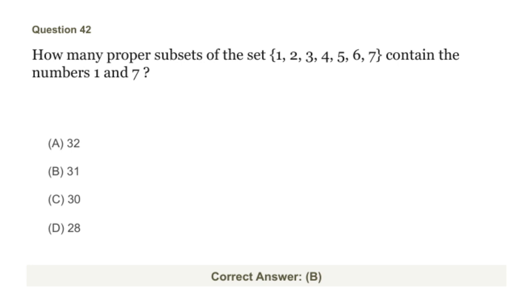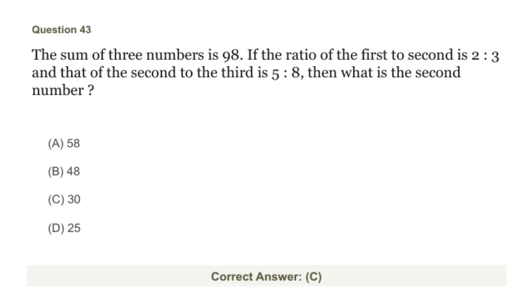Let's walk through this problem step by step. We know that the sum of 3 numbers is 98, and we're asked to find the second number. The key here is understanding the ratios given. The first to second is 2 to 3, and the second to third is 5 to 8. To make things clearer, let's assign variables to these numbers. Suppose the first number is 2x, since it's in ratio 2:3 with the second, which would be 3x.